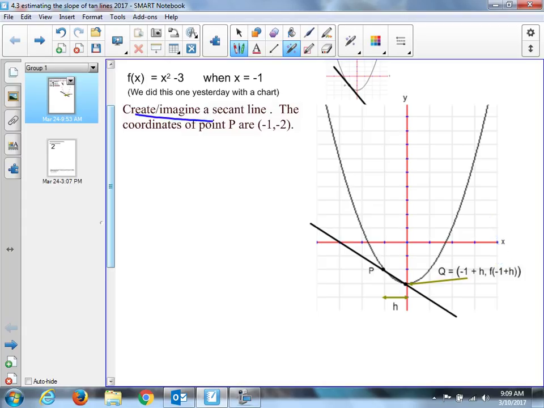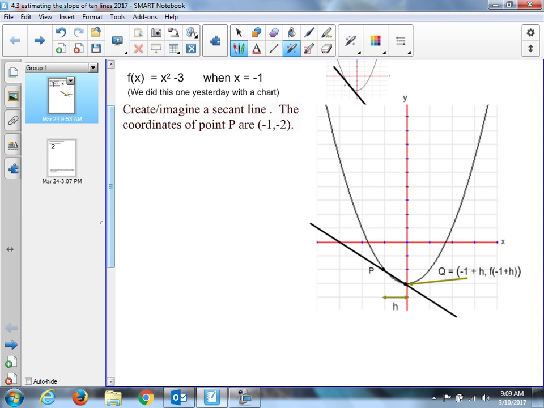So when we create or imagine a secant line, we're not going to actually use the Q, the second point, we're not going to actually use 0.99 or some number like that. We're going to just say it's a number very close to it. We're just adding a little tiny bit to it. So Q has these coordinates, right?